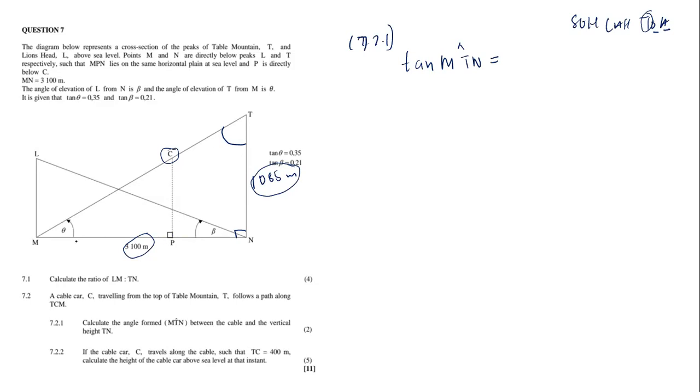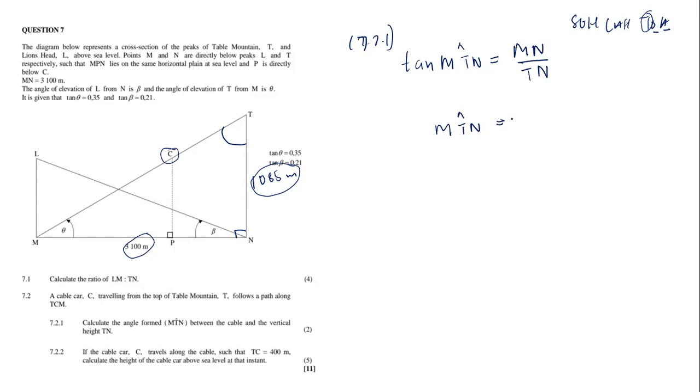Tan is opposite over adjacent. Our side opposite to this angle is MN, so we're going to say side MN divided by the side adjacent to this angle, the side which is next to it, which is TN. So MN over TN. And therefore, what are we looking for? We are looking for angle MTN, so we're going to make angle MTN the subject of the formula.